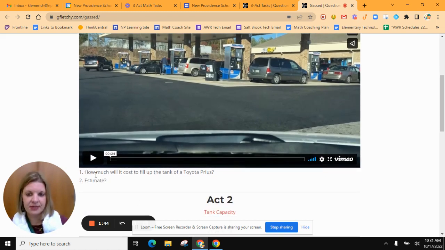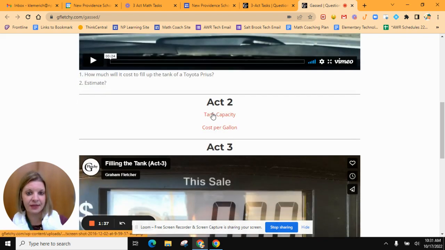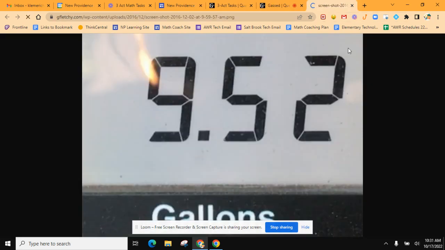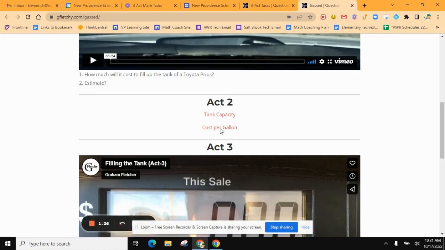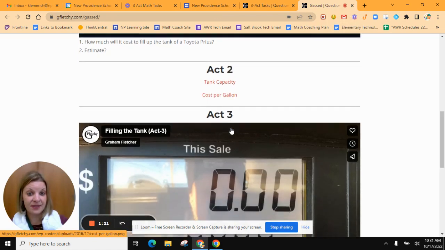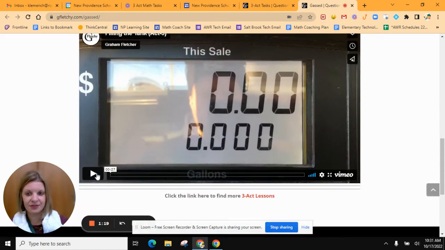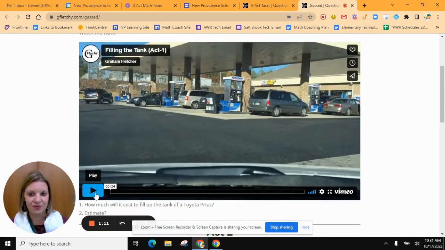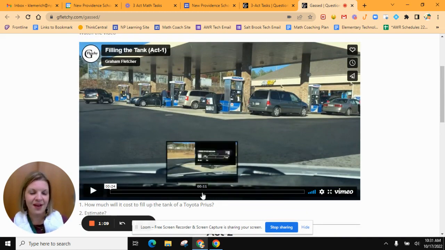So this question is, how much will it cost to fill up the tank of a Toyota Prius? And then kids can make estimates. And then you show them Act 2, where you can ask them, what more information do you need to solve the problem? If you click here, tank capacity, it gives them more information, and the cost per gallon, so that they can solve it. And then they go off and solve it. And then here's the reveal of the final answer. It really builds a nice hook for the students and gets them engaged. If you watch the video for this one, it really hooks them in.